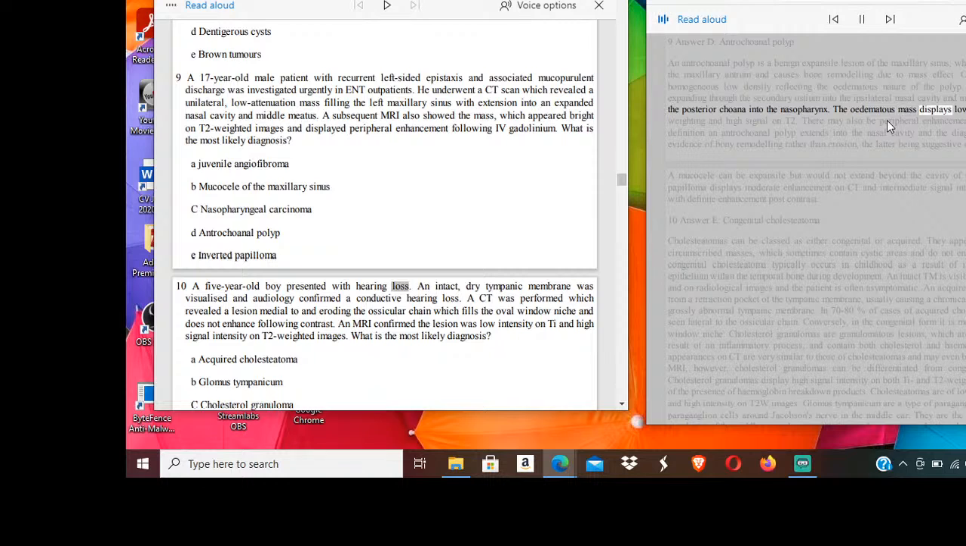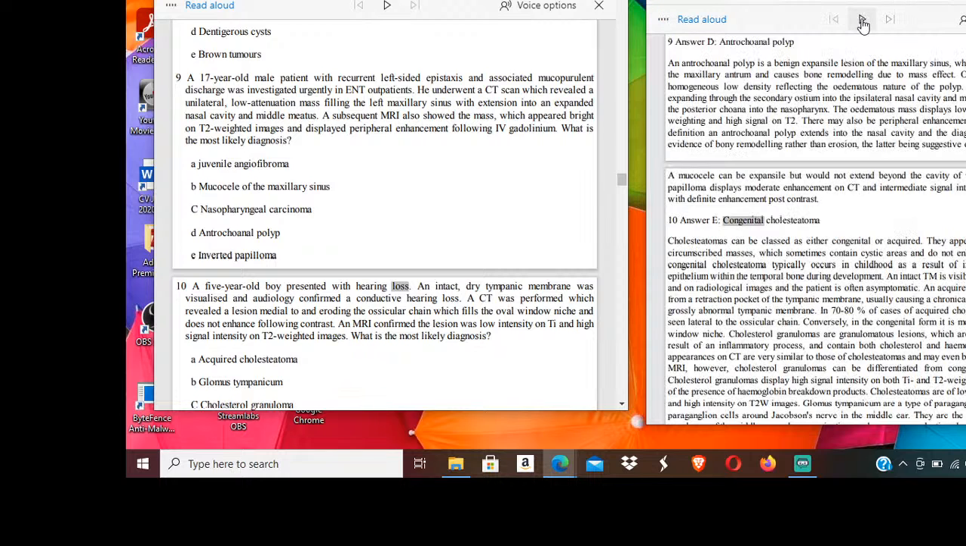The edematous mass displays low signal intensity on T1 weighting and high signal on T2. There may also be peripheral enhancement post-gadolinium. By definition, an antrochoanal polyp extends into the nasal cavity, and the diagnosis is aided by the evidence of bony remodeling rather than erosion, the latter being suggestive of a malignant process. A mucocele can be expansile but would not extend beyond the cavity of the sinus. An inverted papilloma displays moderate enhancement on CT and intermediate signal intensity on T1W images with definite enhancement post-contrast. 10. Answer E, congenital.